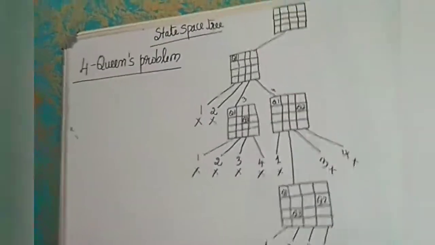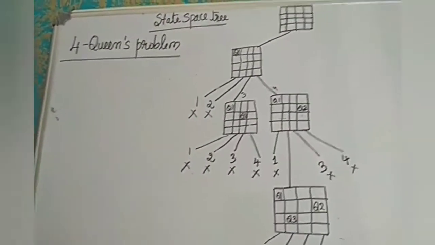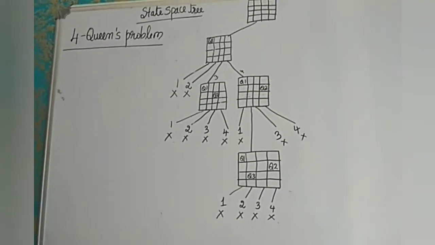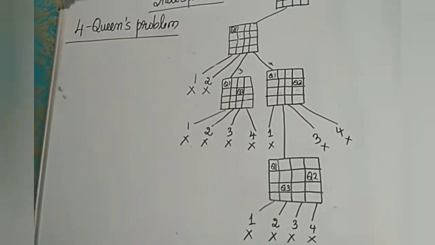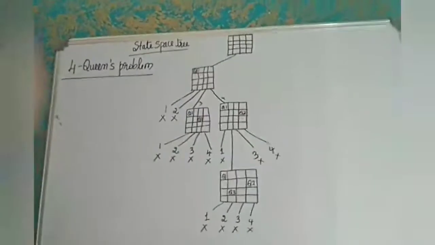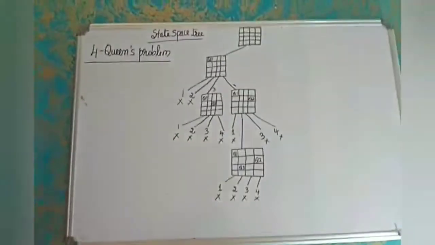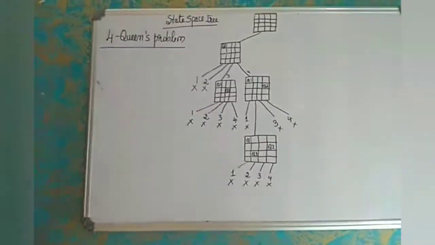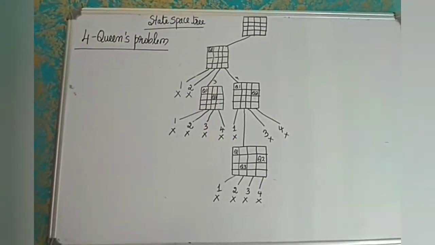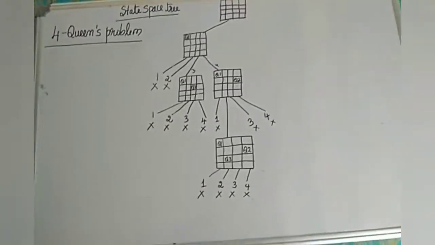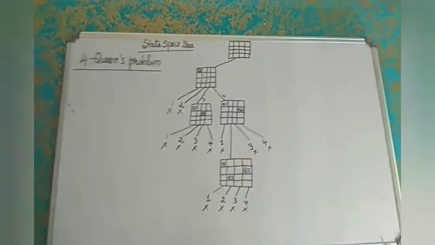What is the next option? Placing Q2 in the fourth column. So we have placed it in the fourth column. Q2 is at the fourth column. Remember that Q2 must be in the second row. That is our assumption, which we have made in order to simplify our solution. So now Q2 is in the second row, in the fourth column.